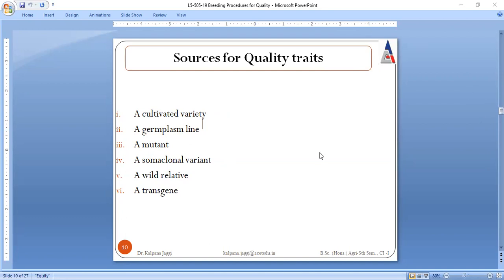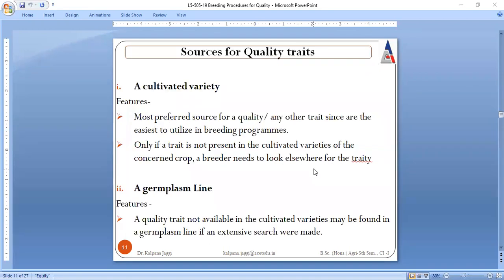The very first source that we will discuss is the cultivated variety. What is said to be a cultivated variety? A variety that is in progress, the variety that is cultivated, is said to be a cultivated variety. This cultivated variety acts as the most preferred source for quality because they are easily utilized in the breeding programs.